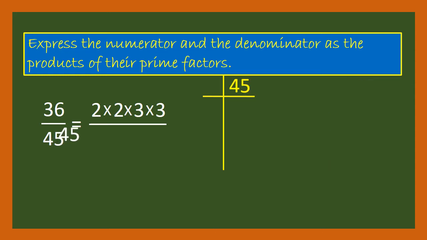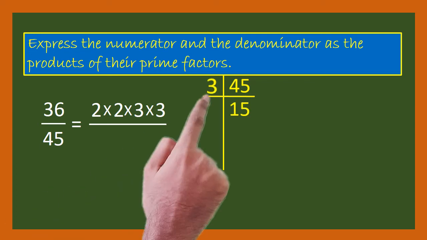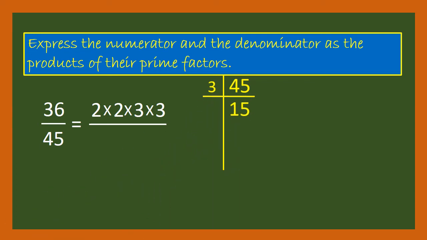Now let's find all the prime factors of 45. 45 is not an even number, so it can't be divided by 2. But the sum of the digits of 45, that is 4 plus 5, is 9, which is divisible by 3. That means 45 can be divided by 3. 3 times 15 equals 45. 15 can also be divided by 3. 3 5s are 15.